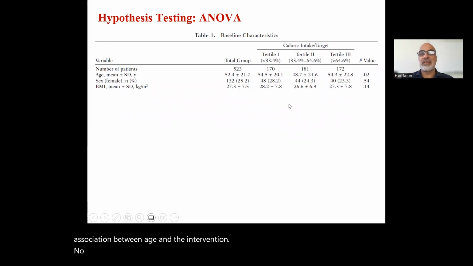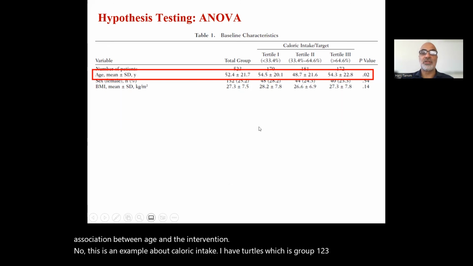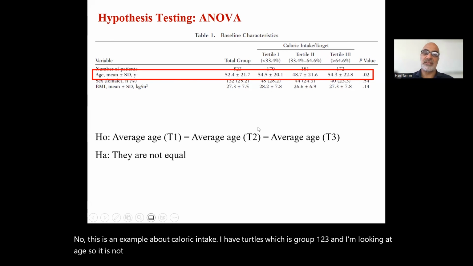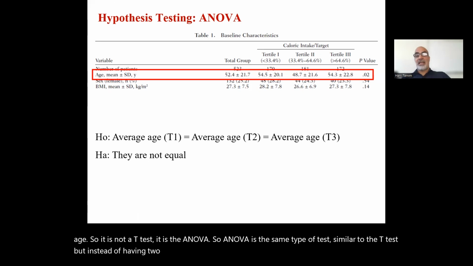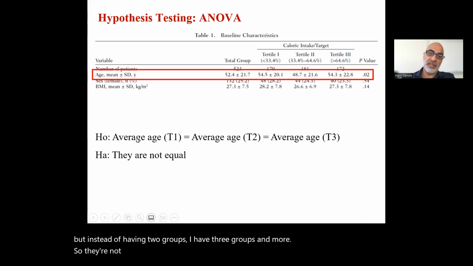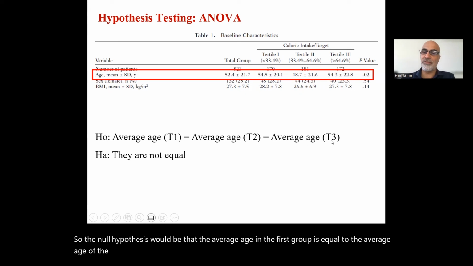Now, this is an example about caloric intake. I have tertiles, which is group 1, 2, 3, and I'm looking at age. So it is not a t-test, it is the ANOVA. ANOVA is the same type of test, similar to the t-test, but instead of having two groups, I have three groups and more. So the null hypothesis will be that the average age in the first group is equal to the average age in the second group is equal to the average age in the third group. And the alternative is that they are not equal to each other.